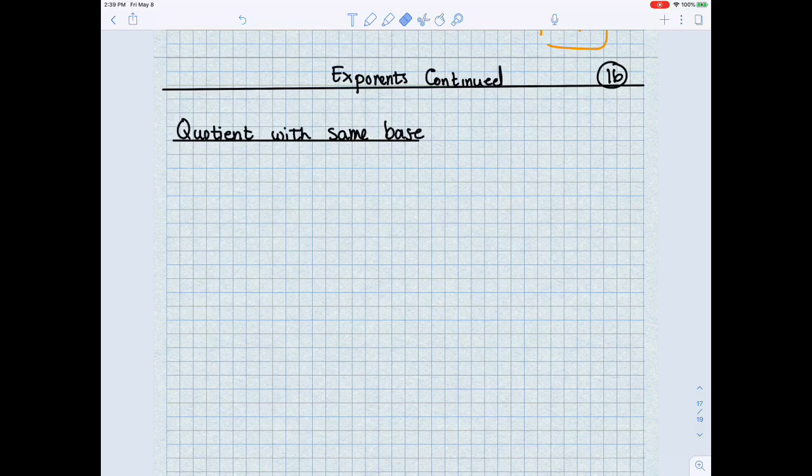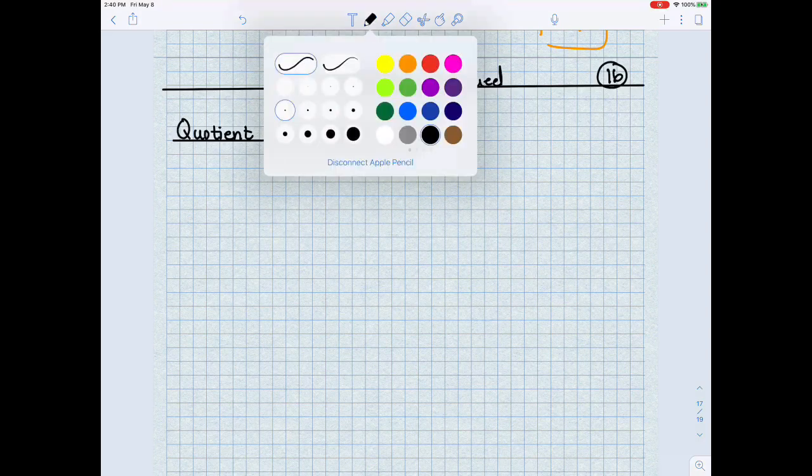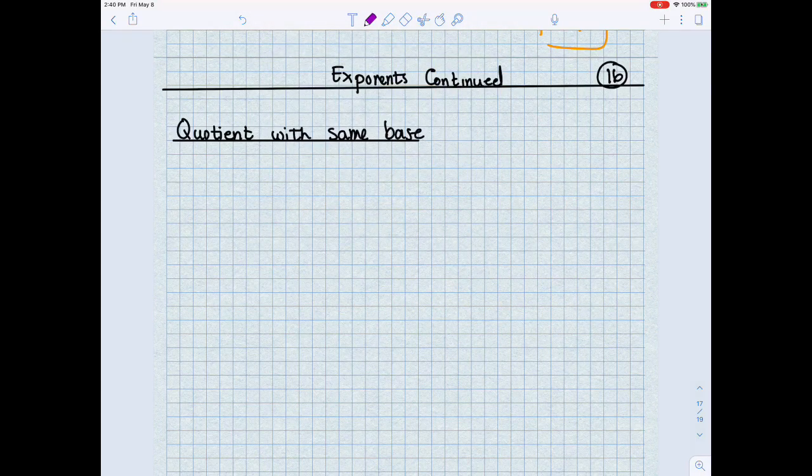Okay, here we are with another exponent property or exponent rule. This is what we call quotient with the same base. By the title you can presume that we are dealing with division. So let's say you have a number a that's raised to the nth power, and we are dividing it by the same number but raised to a different exponent.